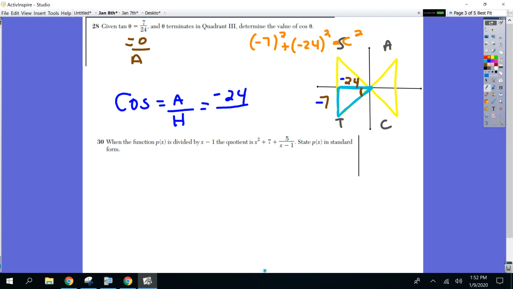Okay. Let's see if we can all agree on the hypotenuse length. So what are we looking at for c? Yep. So that's it. That's all we need to see there: negative 24 over 25.